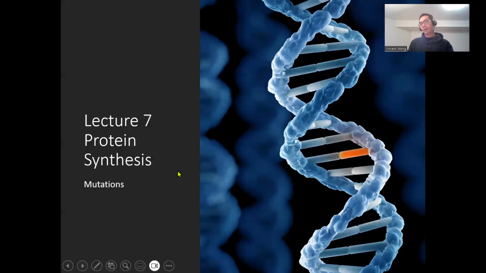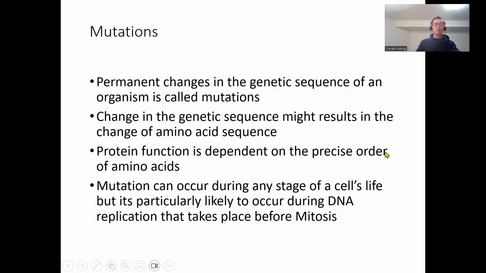All right. Now we're going to move on to mutation, which could be confusing. It could be a lot of work. So pay attention. What is mutation? Mutation is permanent changes in the genetic sequence of an organism. It's a mistake that was not fixed, basically.